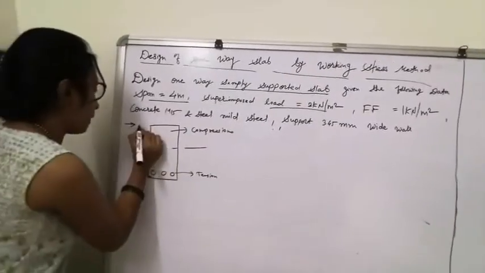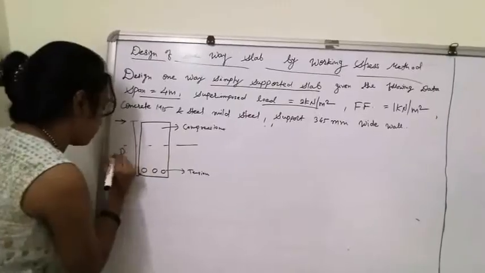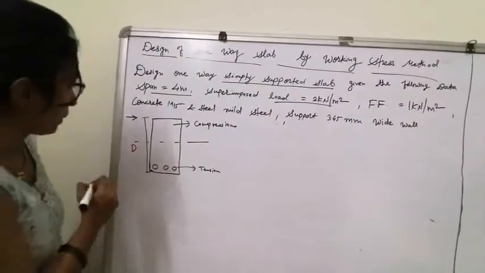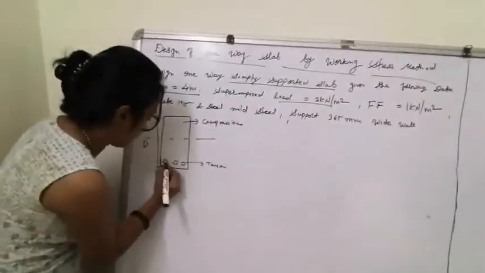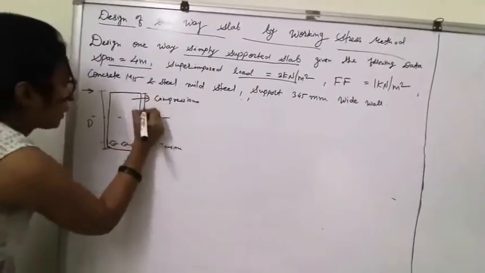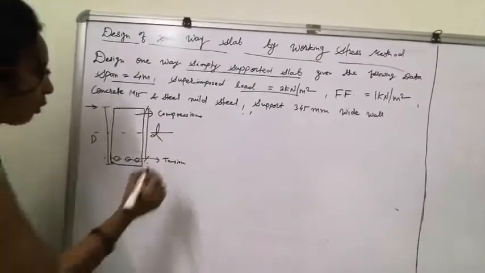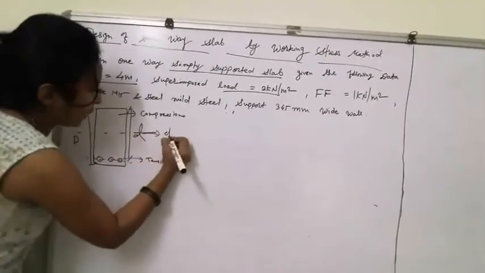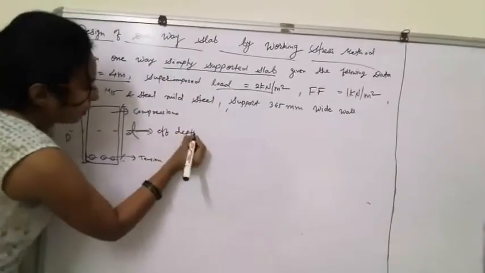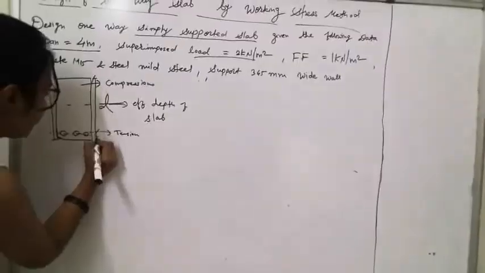Then what is this? This is the overall depth of the slab. And what is this? These are the bars. And we can say this is small d. Small d is the effective depth of the slab.